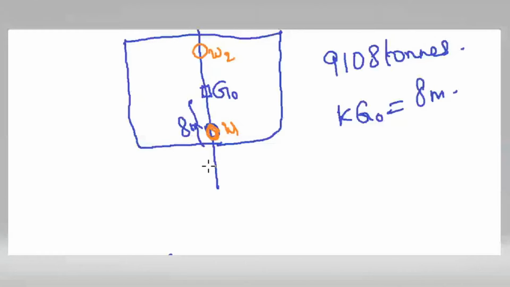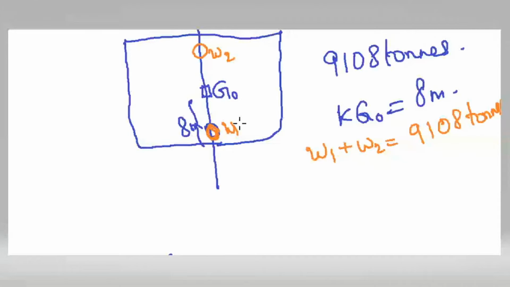Now there are two spaces. Here there is a space and here there is a space. In these two spaces, you are going to put two small weights: a weight W1 here and a weight W2 here. So what they have told is that W1 plus W2 is equal to 9108 tons. A total weight of 9108 tons is distributed between W1 and W2, partly in W1 and partly in W2.